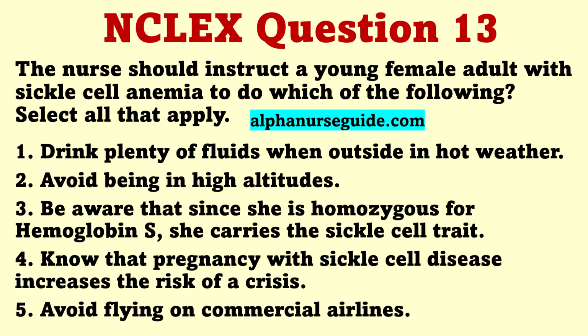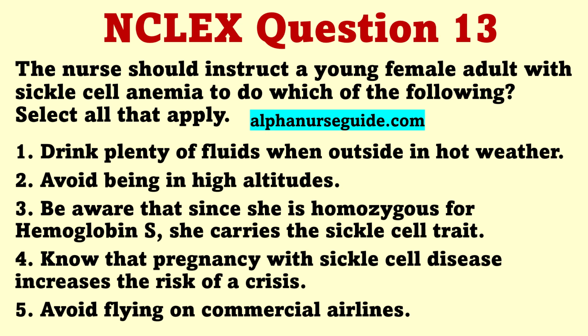The nurse should instruct a young female adult with sickle cell anemia to do which of the following? Select all that apply. 1. Drink plenty of fluids when outside in hot weather. 2. Avoid being in high altitudes. 3. Be aware that since she is homozygous for hemoglobin S, she carries the sickle cell trait. 4. Know that pregnancy with sickle cell disease increases the risk of a crisis. 5. Avoid flying on commercial airlines.